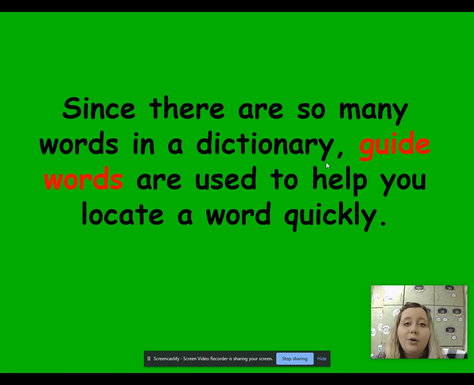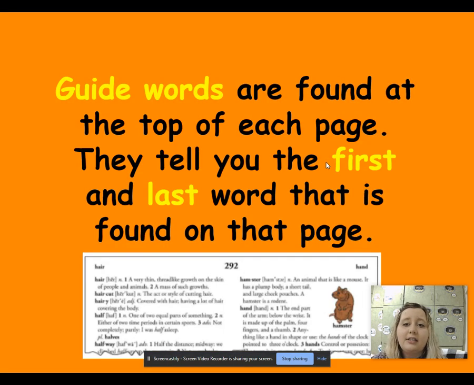Since there are so many words in a dictionary, guide words are used to help you locate a word quickly. What in the world are guide words, Miss Lowe? Guide words are found at the top of each page. They tell you the first and last word that is found on that page. So if we look here, this is just an example. We have hair and hand, okay? I know it's blurry, but guide words are found at the top of the page.